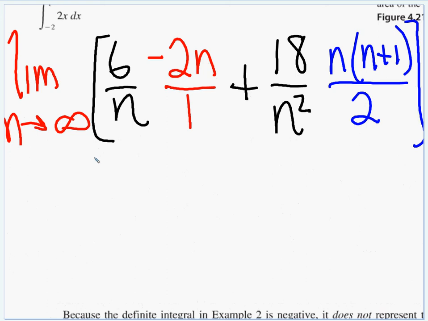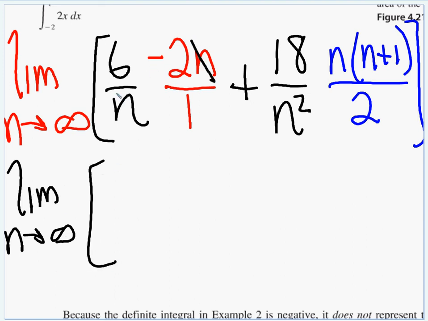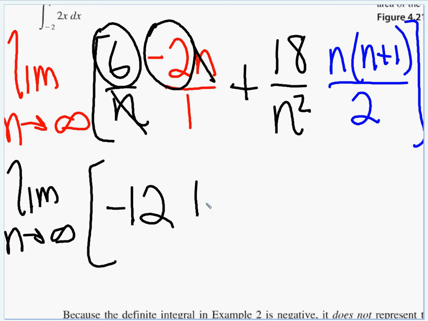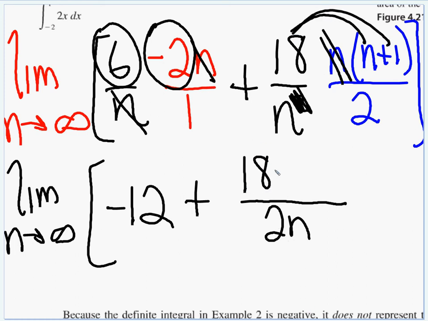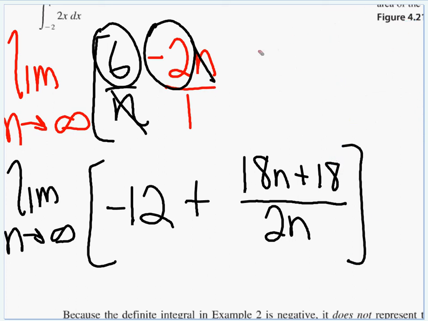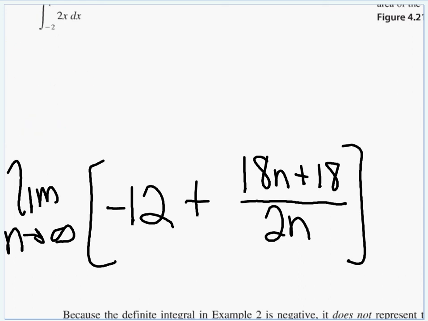So let's see here. Probably let n go to infinity in the next step. So in this term, the n's are going to cancel, and we've got a -2 times a 6. That's -12, last I checked. Plus, here, this n is going to cancel with one of these, so our denominator here is going to be 2n. And up top, we can distribute the 18: 18n plus 18. Well, we're letting n go to infinity, and we've got a fraction with polynomials.